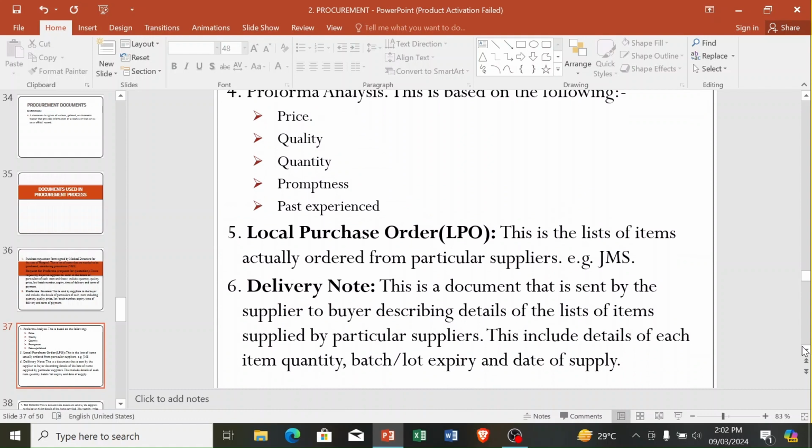We have the delivery note. This is a document that is sent by the supplier to the buyer, describing details of the list of items supplied by a particular supplier. This includes details of each item, quantity, batch or lots, expiry, and then the date of supply. That is a delivery note.